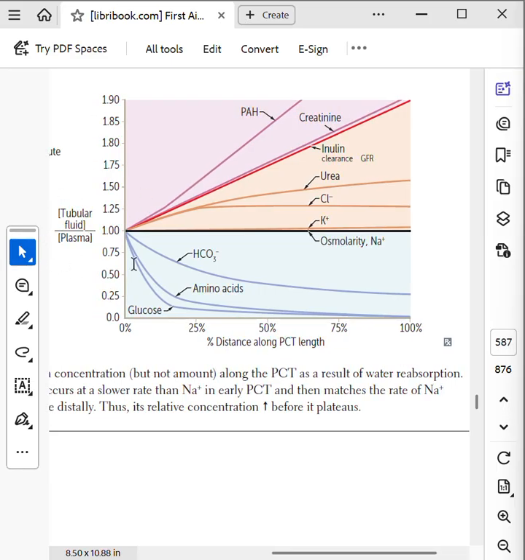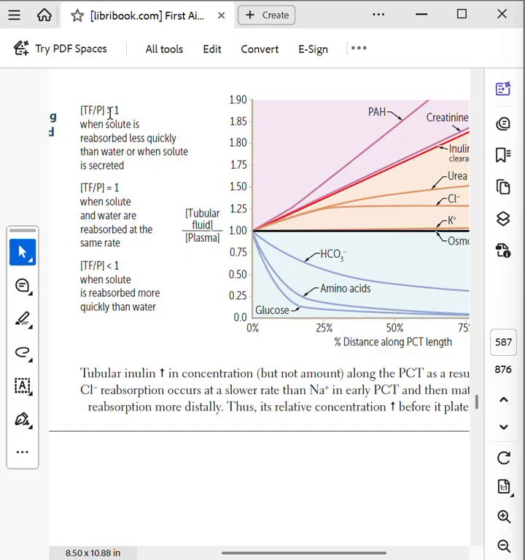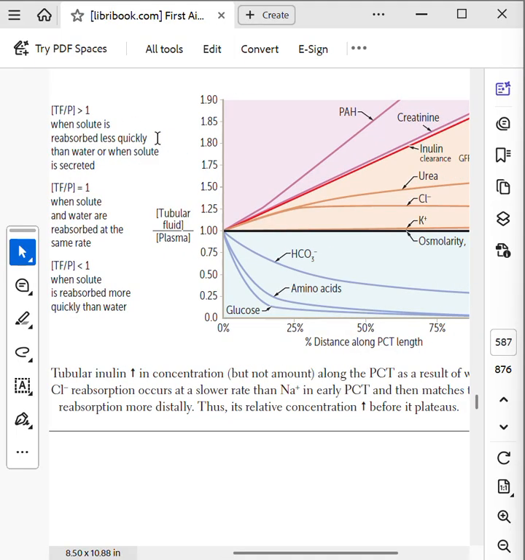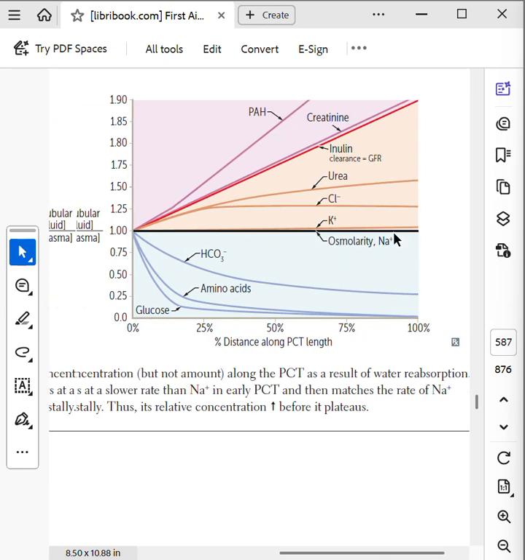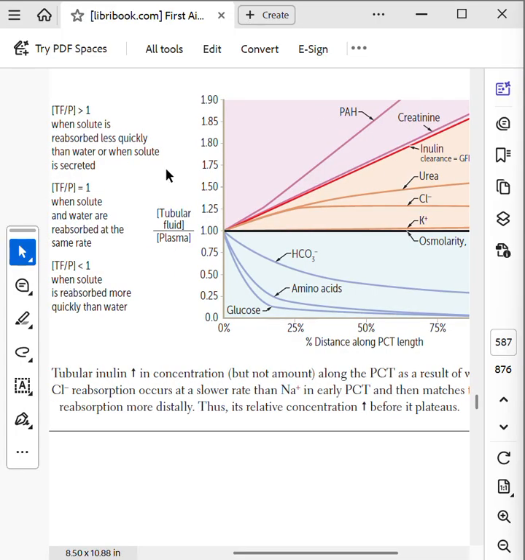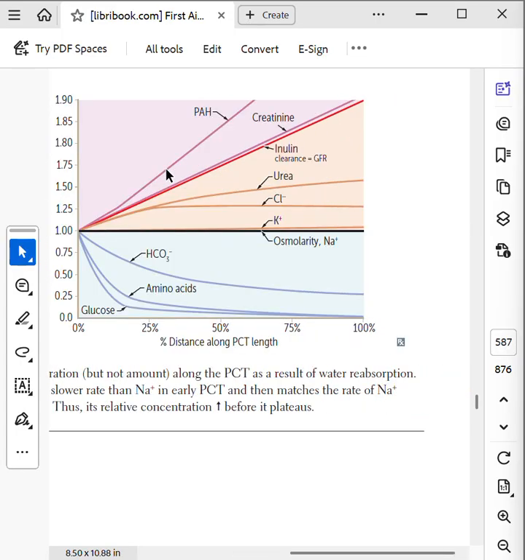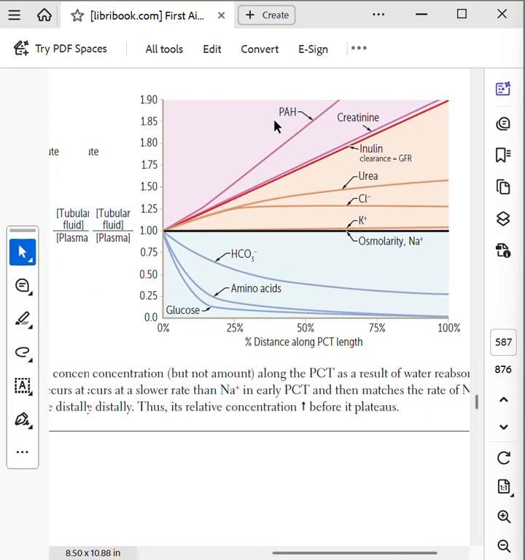Plasma. Right, so to understand this, you must know that the tubular fluid against plasma is more than 1 when solute is reabsorbed less quickly than water, or when solute is secreted. So this is the level at which water is being reabsorbed. So if it's more than 1, that is when the solute is reabsorbed less quickly than water. Water is reabsorbed better, and this solute is reabsorbed less quickly.